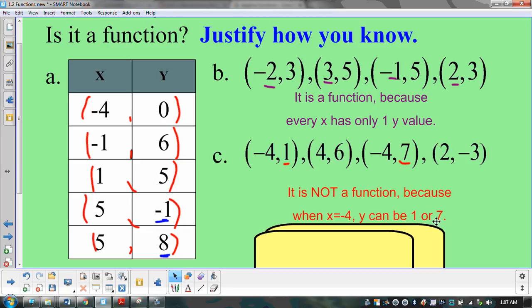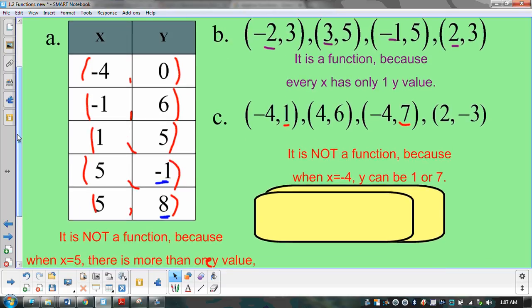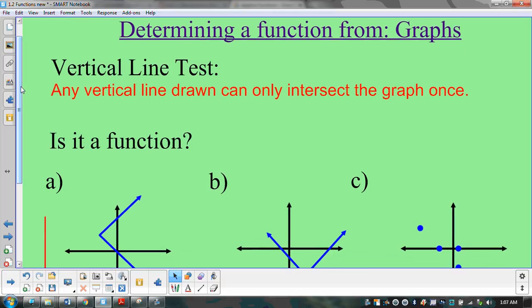So when I ask you, is it a function, you're simply going to say yes or no, and then tell me how you know. Justify your answer. If every x has only one y, then yes, it is a function. That's when you're looking at a table or a set of points. Let's take a moment now and look at a graph. There's a very simple, easy test called the vertical line test. So take a moment to write this down.